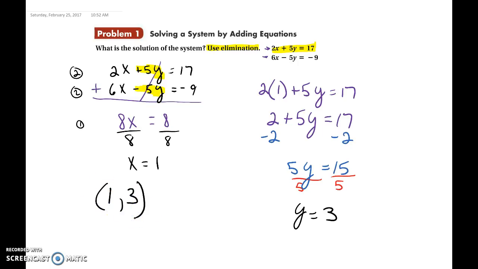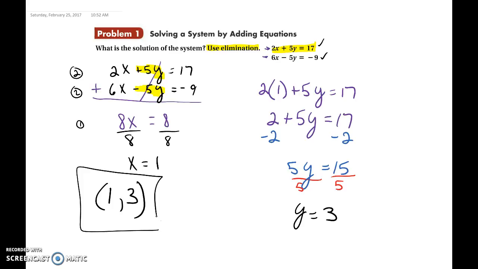And if we plug it back into both of these equations, does 2 times 1 plus 5 times 3 equal 17? Well, 2 plus 15 is 17, so it works. And does 6 times 1 minus 5 times 3 equal negative 19? Well, 6 minus 15 does equal negative 9, not negative 19, and it does equal. So this is our solution of x is equal to 1 and y is equal to 3.